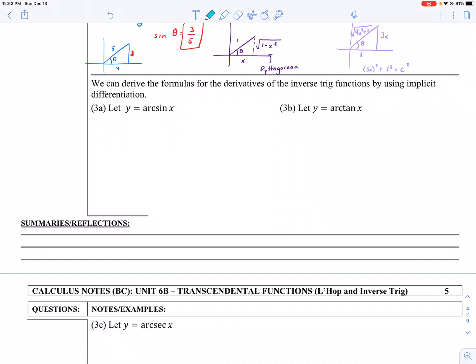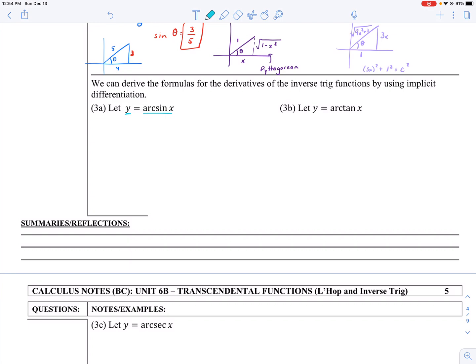We do have formulas for the derivatives of inverse trig functions, but we derive them using implicit differentiation. So I'm going to go ahead and show you where these formulas came from, and then you're going to want to make sure that you put those in your tool belt so you don't have to derive them every time. So remember, this was the original equation.